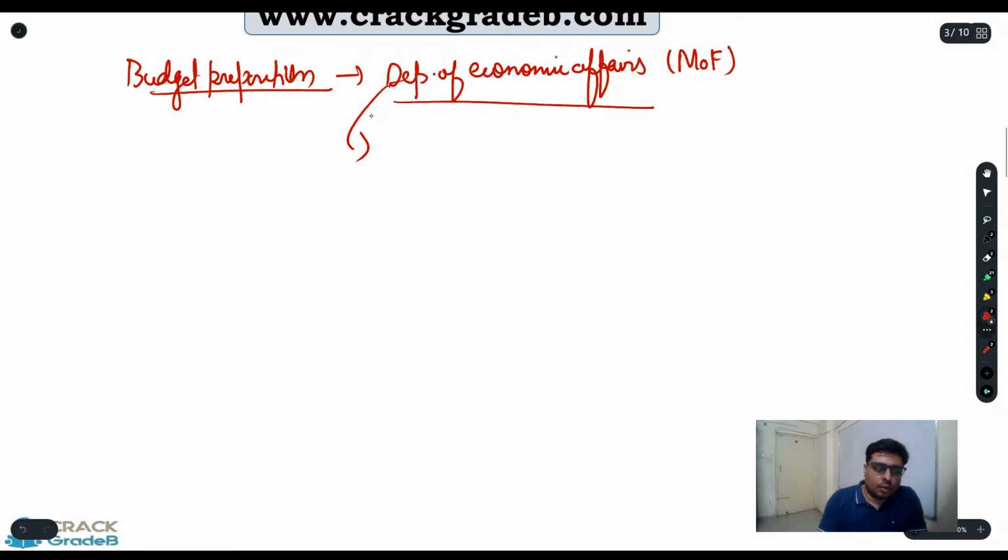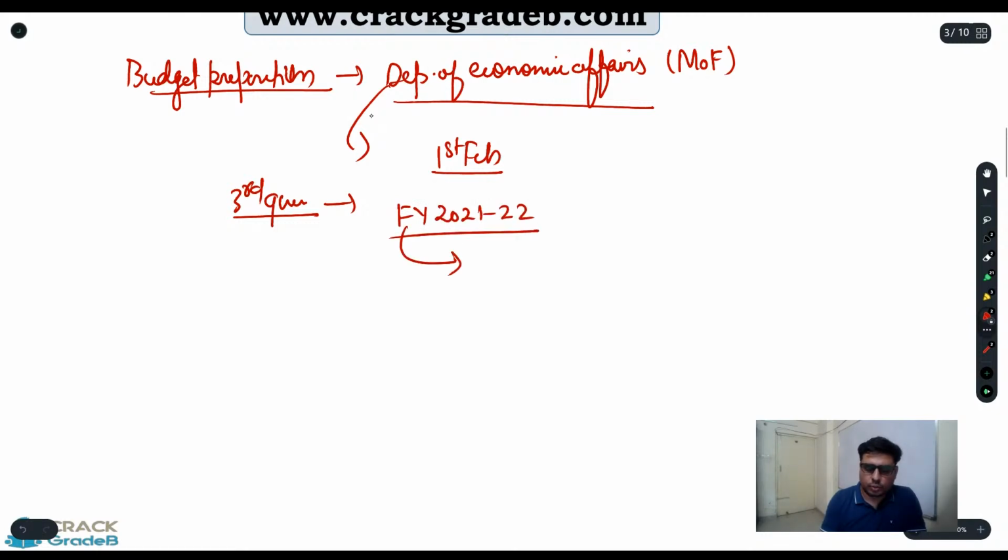And one more thing: the budget which is presented on 1st Feb, the process of preparing it starts in the third quarter of the ongoing financial year. The financial year going on is 2021-22. So the third quarter starts from September 2021, and from September 2021 the process starts to prepare the budget for financial year 22-23.